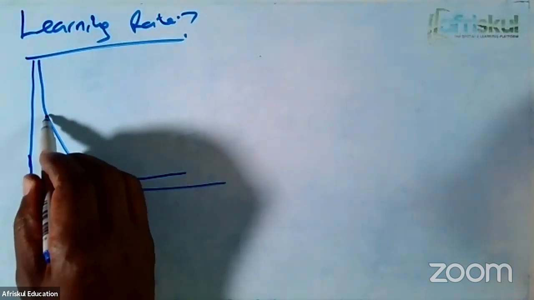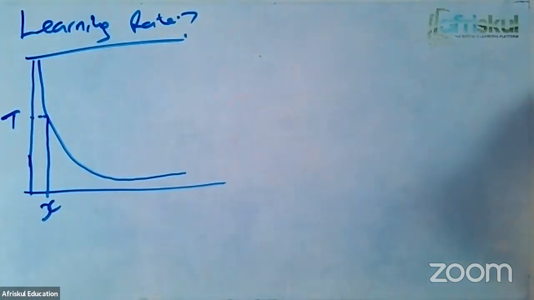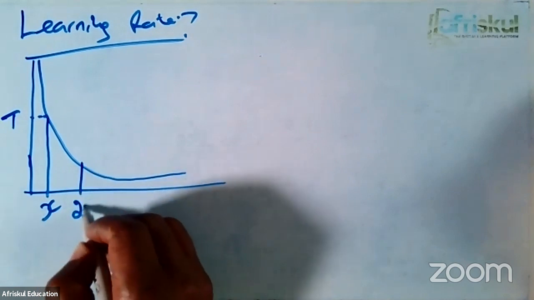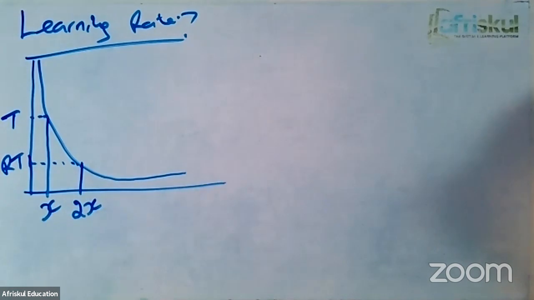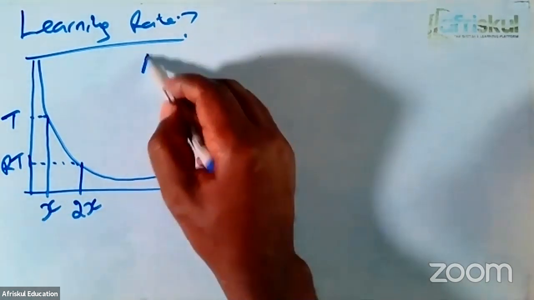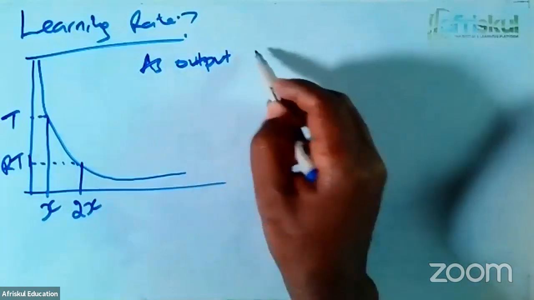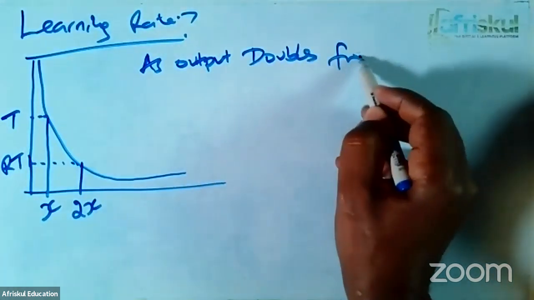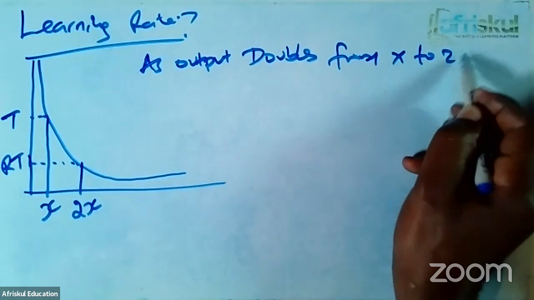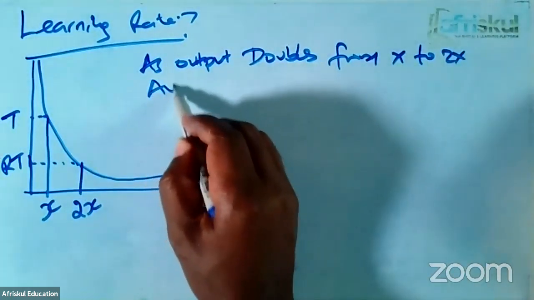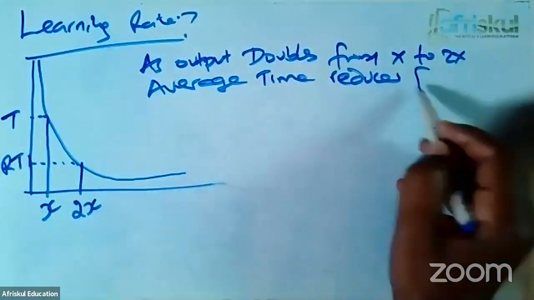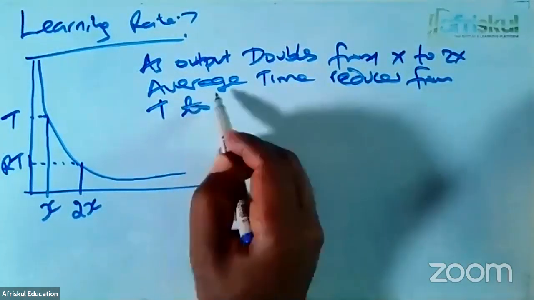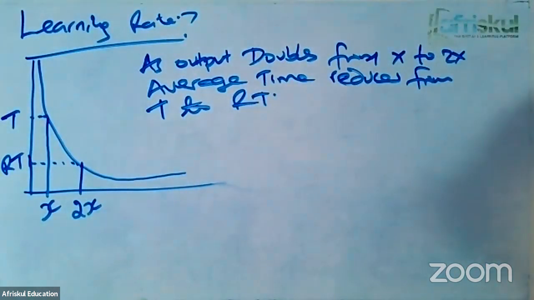So the doubling path principle: when X, for example, takes some time T, if you were to double this to 2X, then automatically T will reduce to a new timing, which is called RT. So as output doubles from X to 2X, the average time reduces from T to RT.